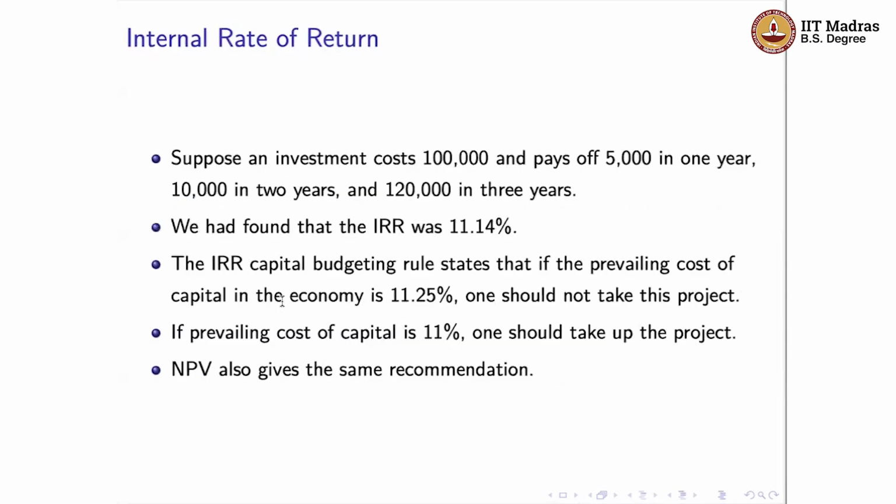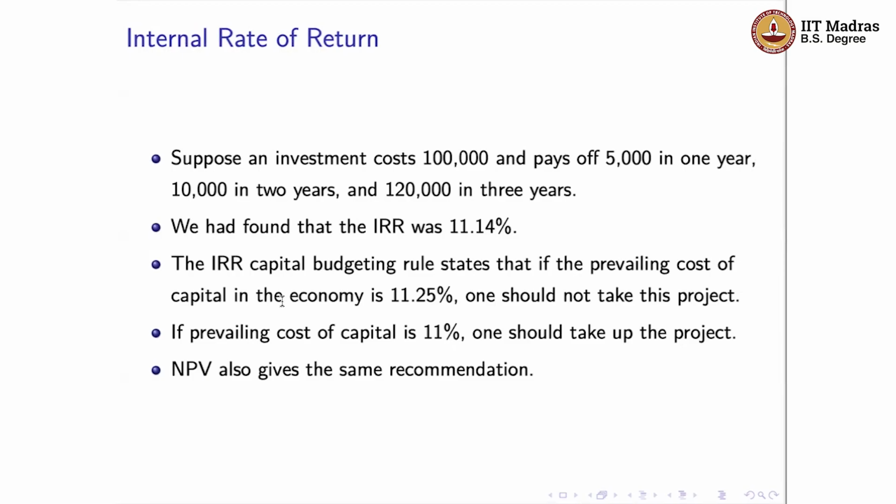And we had found that the IRR was approximately 11.14%. Now, the IRR capital budgeting rule would say that, for example, if the prevailing cost of capital in the economy is 11.25%, then we should not take up this project because the IRR of the project is actually below the cost of capital in the economy. However, if the prevailing cost of capital is, for example, 11%, then we should actually take up this project because the IRR is more than the hurdle rate, which is 11% here.